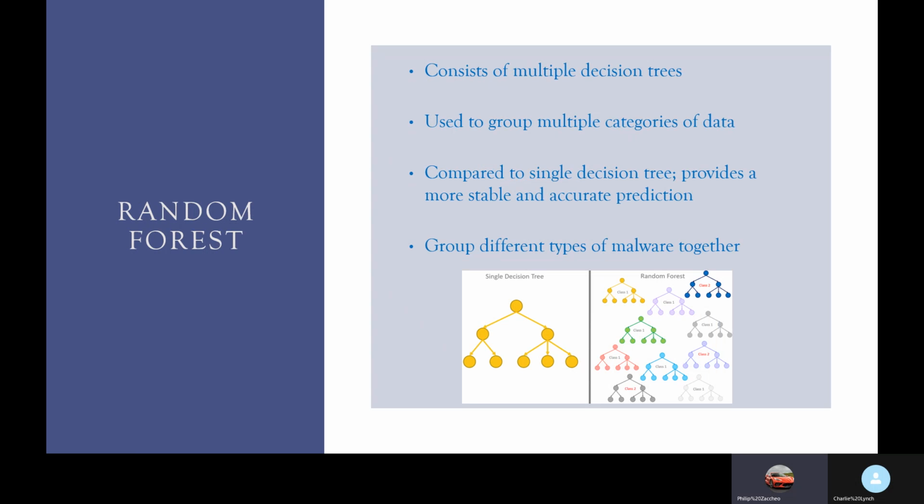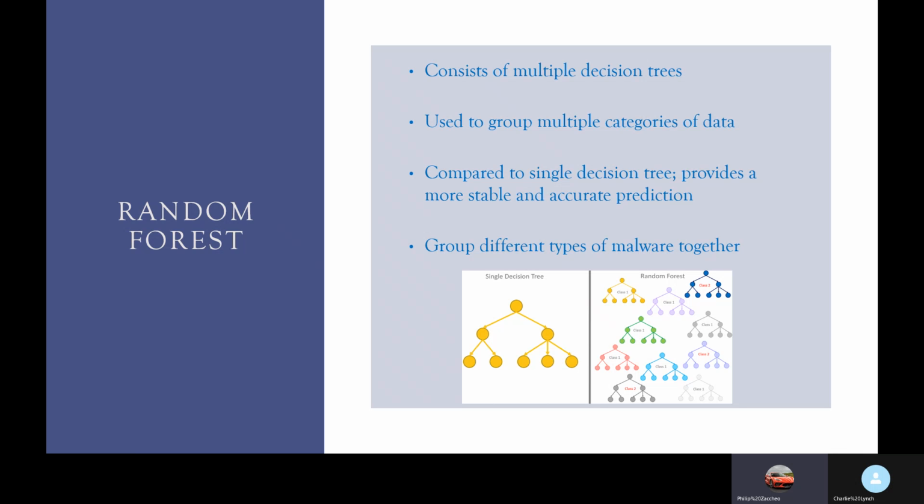So the third algorithm that we used grows off of decision trees, and that is the random forest algorithm. The random forest algorithm consists of multiple decision trees. Basically, it's a bunch of decision trees that are grouped into one group. Like I just said, it's used to group multiple categories of data, i.e. multiple decision trees. Compared to the decision tree, it provides a more stable and accurate prediction for your data. The example that we would use in our specific project would be that it would group different types of malware together.